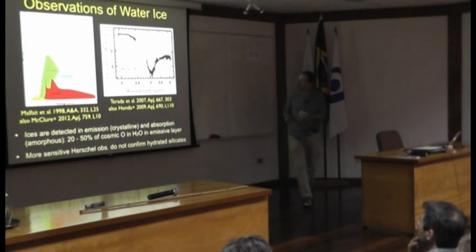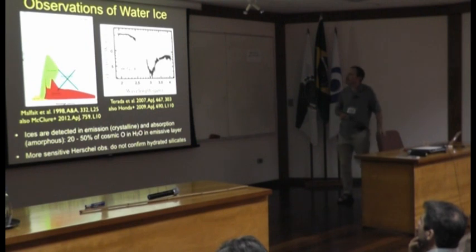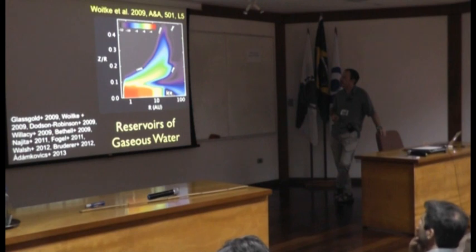Now, this particular plot has this thing here. That's a hydrated silicate that was claimed to be detected, and that is not apparently real in the newer data. So sadly, we see ices, but we don't see hydrated silicates. So what's going on with water?